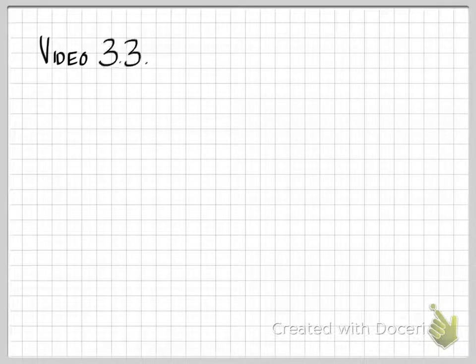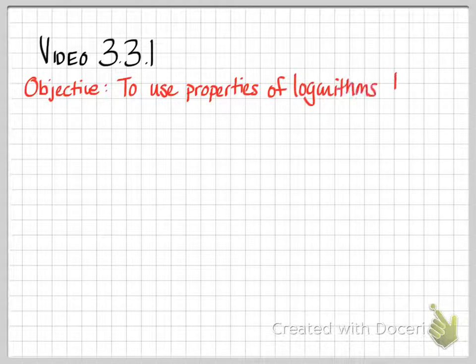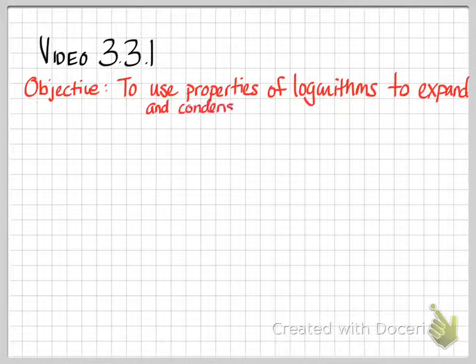This is video 3.3.1, and the goal of this video is to be able to expand and condense logarithmic expressions using properties. So we're going to learn a few properties, and then we're going to practice expanding and condensing logarithms using them. A lot of common mistakes come up in this section, so be paying close attention in class and throughout this video to the rules that do work, and we'll talk about the rules that don't work when you get to class.